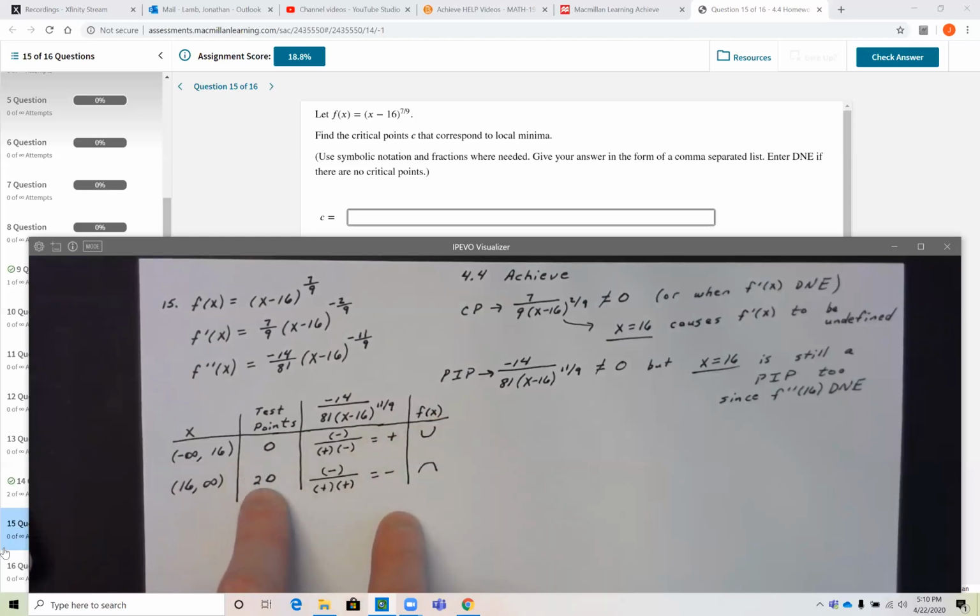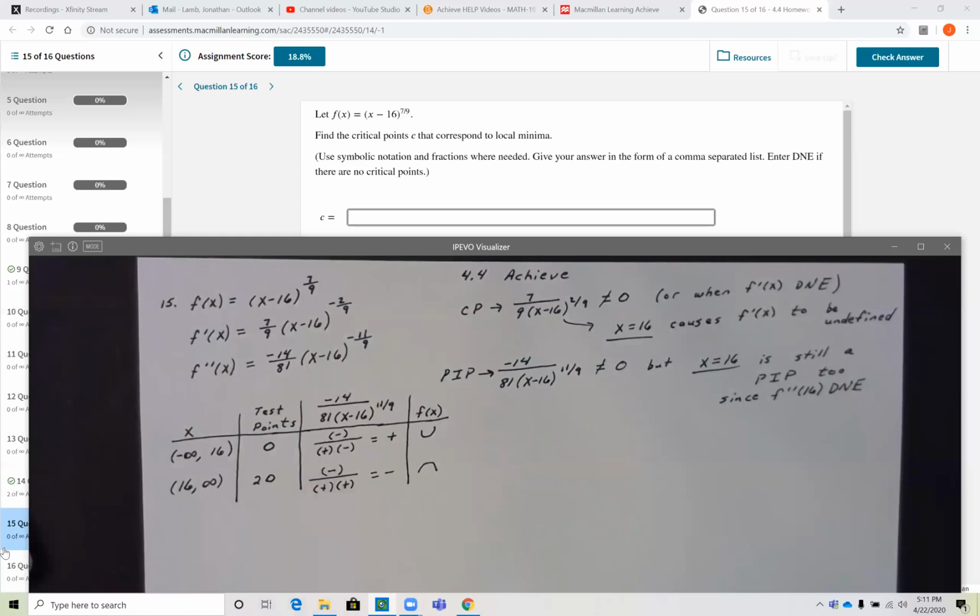When I try to plug in a 20 to test the second region, I know that the numerator is still negative, the 81 is still positive, but for this factor, you'd have 20 minus 16, that's a positive 4. 4 to the 11 over 9 power, still a positive. So you can see that your numerator is going to be negative, your denominator positive, thus your second derivative is negative in that region, which means your original function is concave down.